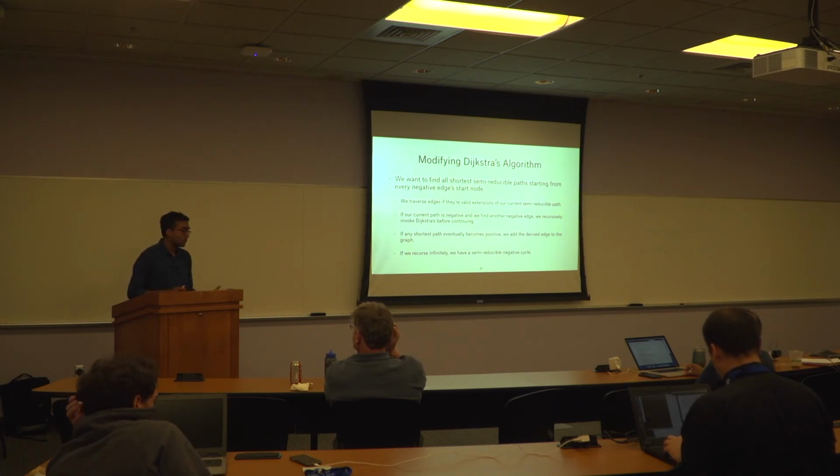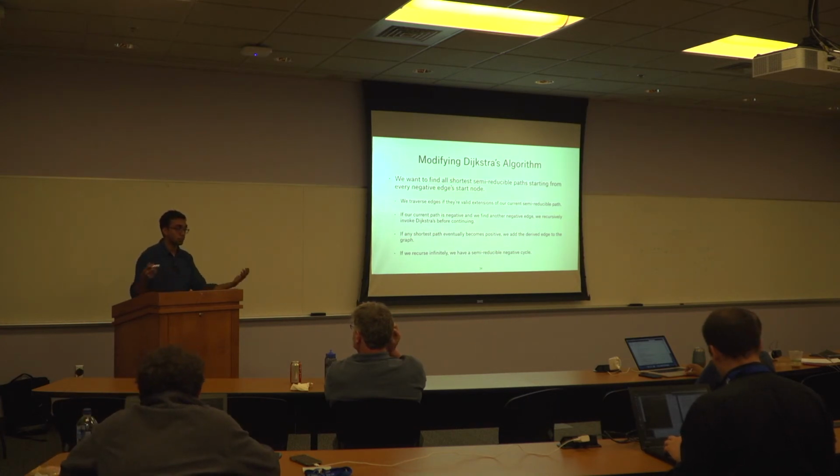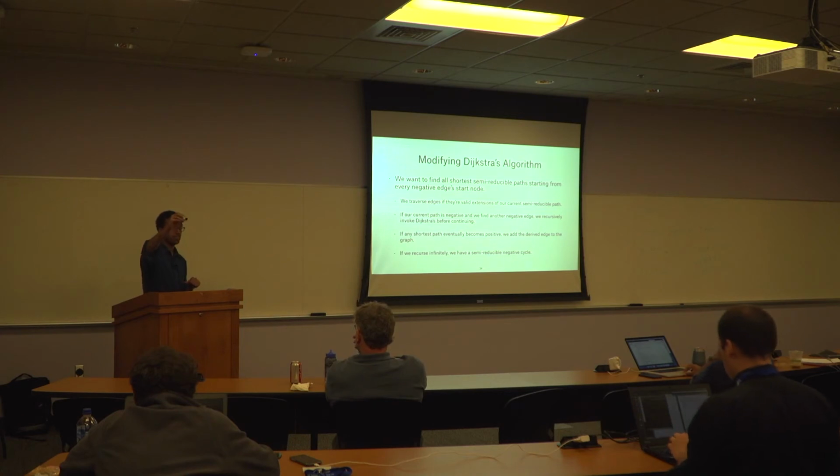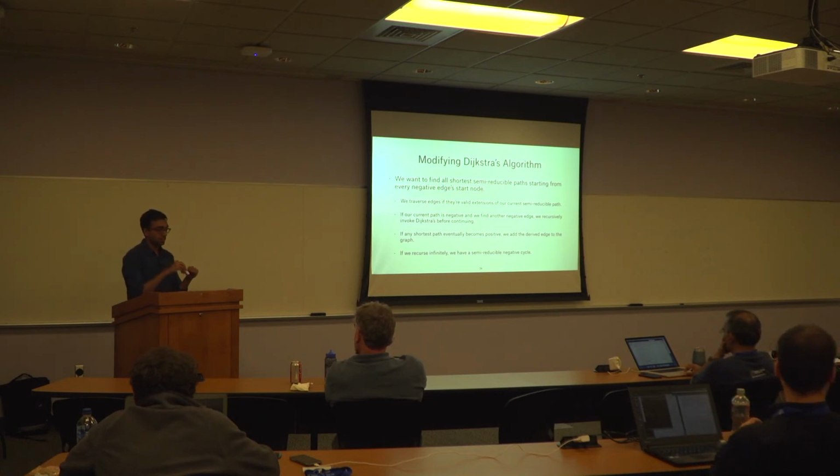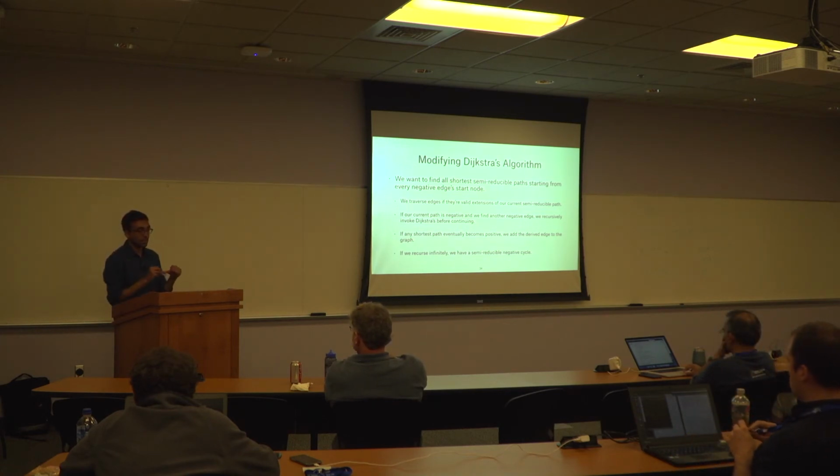But of course, the question is what happens if we infinitely recurse? If we infinitely recurse, then we know we have a semi-reducible negative cycle. Because at every step of the recursion, we have this guarantee that we're maintaining a semi-reducible negative path that we have walked, and then we recurse, and another semi-reducible negative path. And eventually we return back to the beginning, and if we string together a bunch of semi-reducible negative paths, we have a semi-reducible negative cycle.